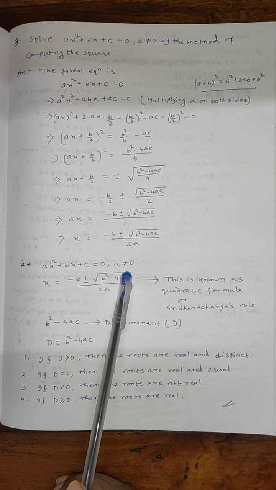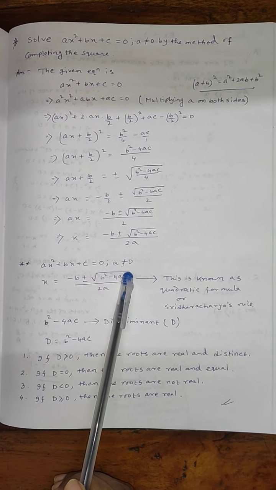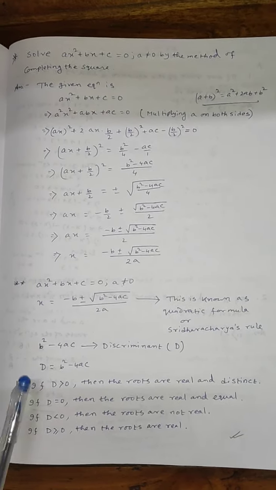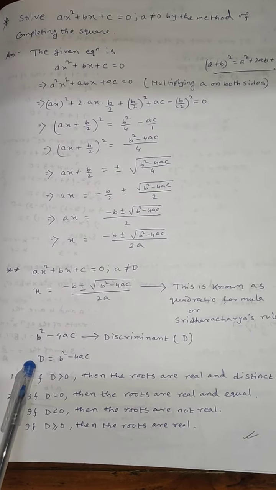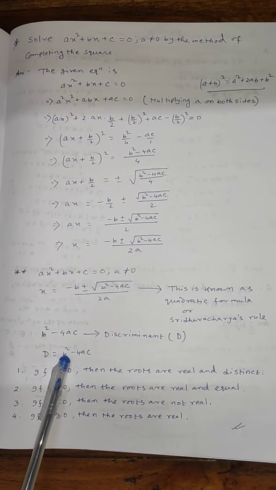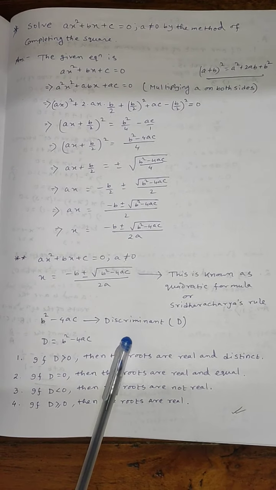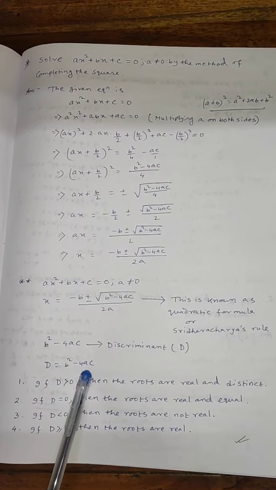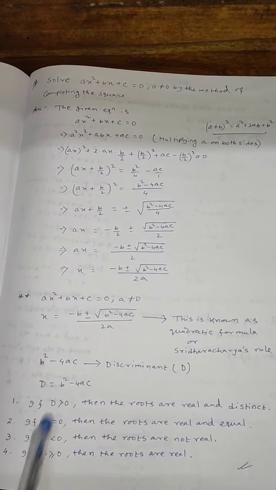This is known as the quadratic formula or Sridharacharya's rule. Here b square minus 4ac is called the discriminant. So D for discriminant, capital letter, equals b square minus 4ac. For any quadratic equation, by checking the discriminant only, we can give some certain comments.